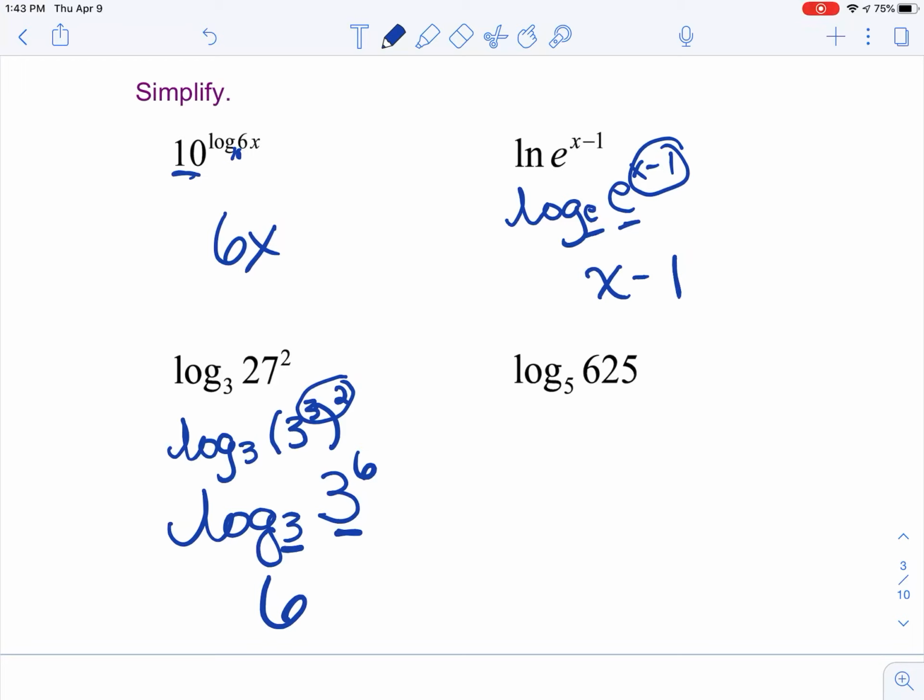And last but not least, log base 5, can I make this 5 to some power? 5 to the first is 5, 5 to the second is 25, 5 to the third is 125, and 5 to the fourth power is 625. My bases are the same, so my answer would be 4.